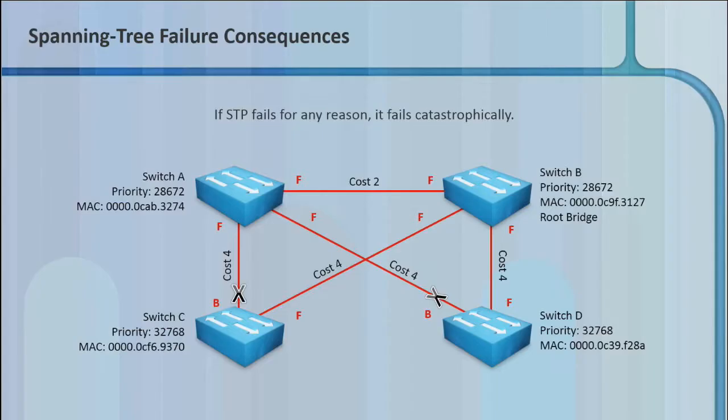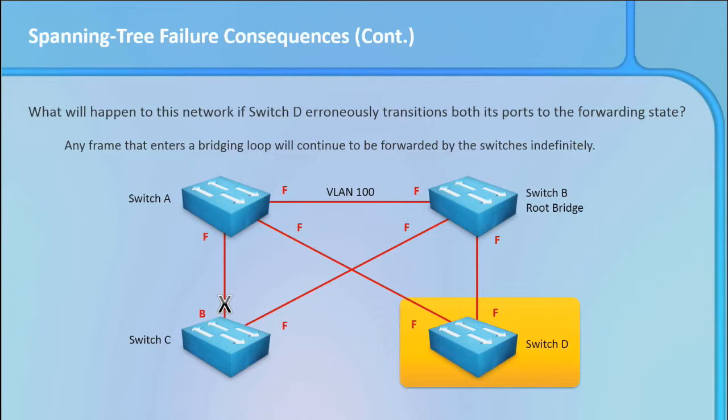So, spanning tree failure consequences. If spanning tree fails, as a process, it fails catastrophically. It is not going to be subtle. Your entire network will be down. So we could have loops, we could have MAC address table instability. It's not going to be good. So in this scenario, they say on switch D, the spanning tree process just crashed.